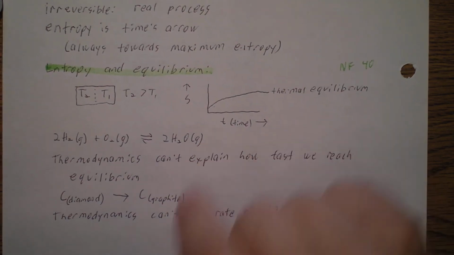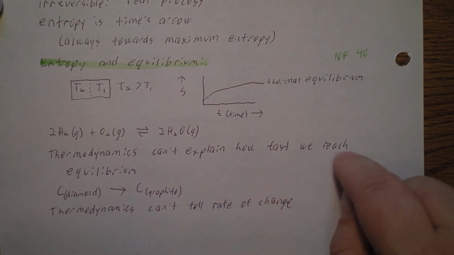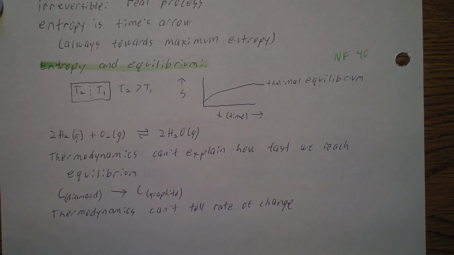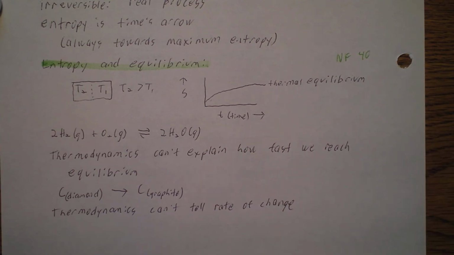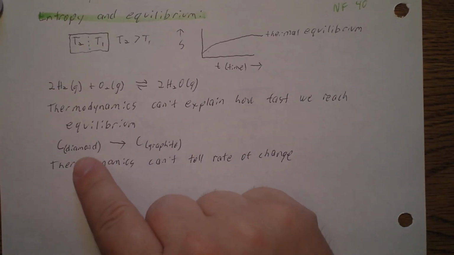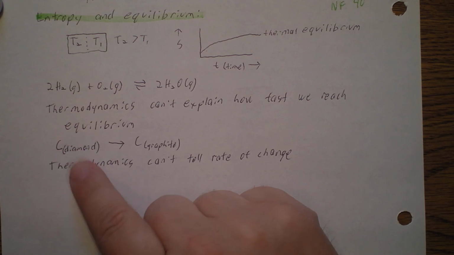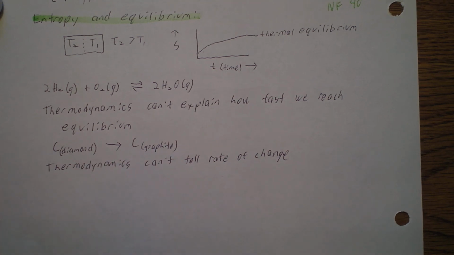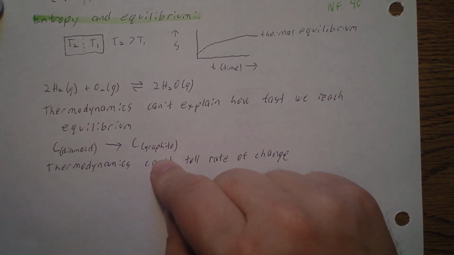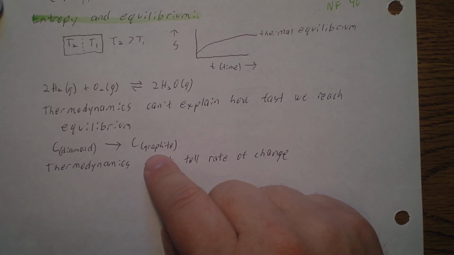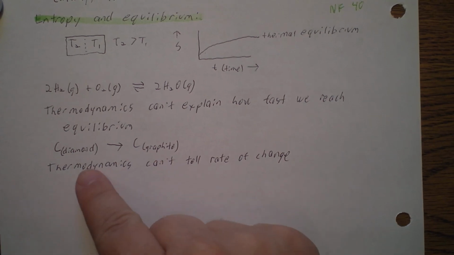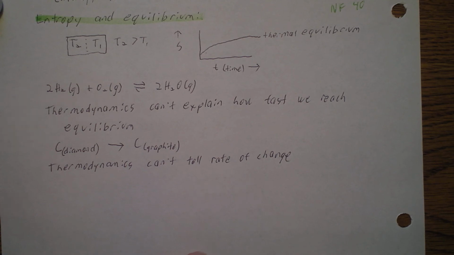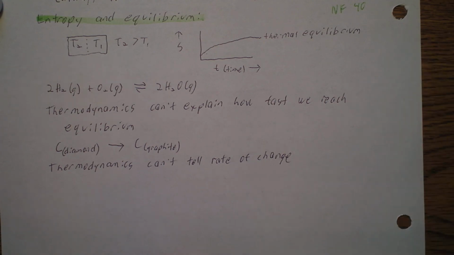There's a couple things about this equation. One, thermodynamics can't explain how fast we reach equilibrium. I mean, it might take 10 minutes, it might take 10 years, it might never happen. You wouldn't know from thermodynamics. Same with graphite, diamond, carbon. So at room temperature, normal pressure, graphite is actually more stable than diamond. So if the universe were at equilibrium, you would expect all the carbon at room temperature to be graphite. But again, we can't tell you how fast that's going to happen from just thermodynamics. Later on, we will talk about that. And this is the end of section 5.